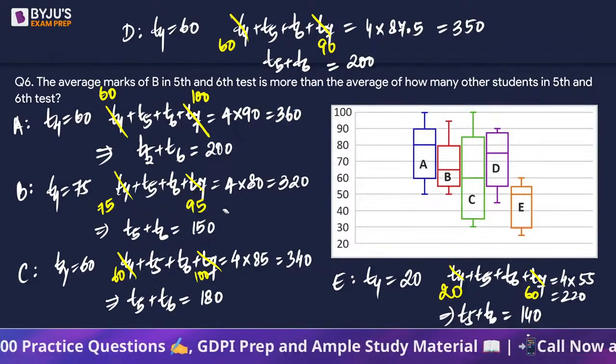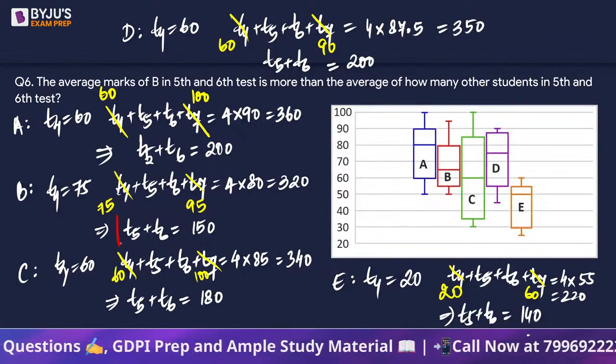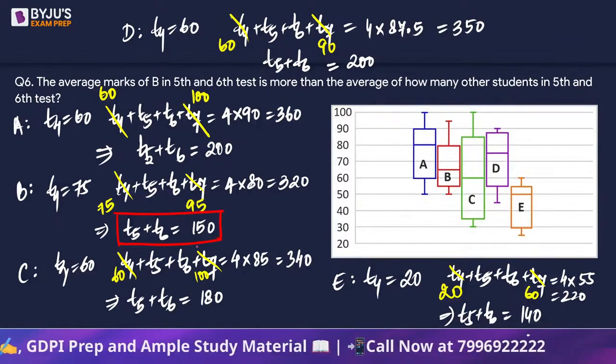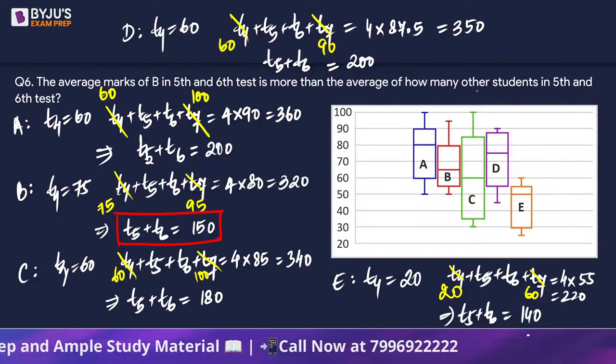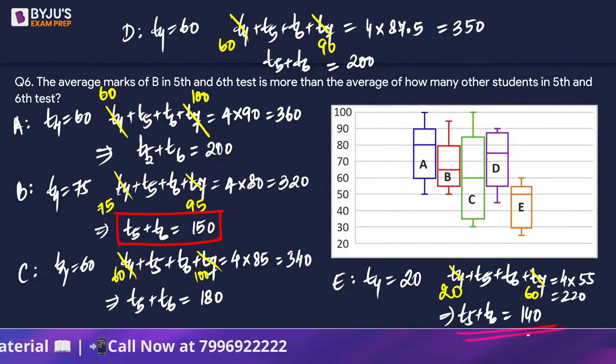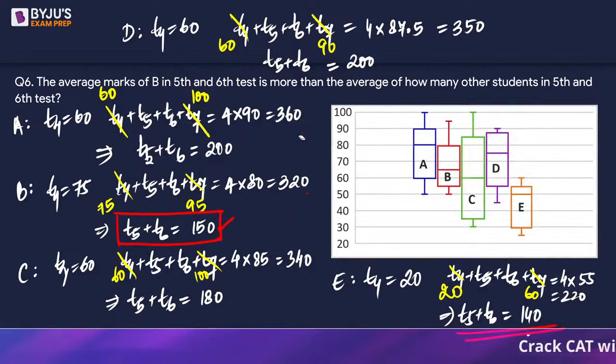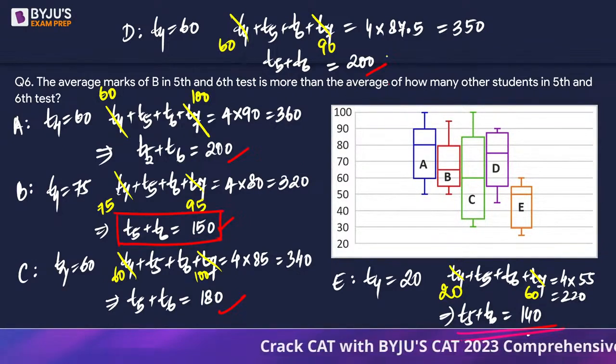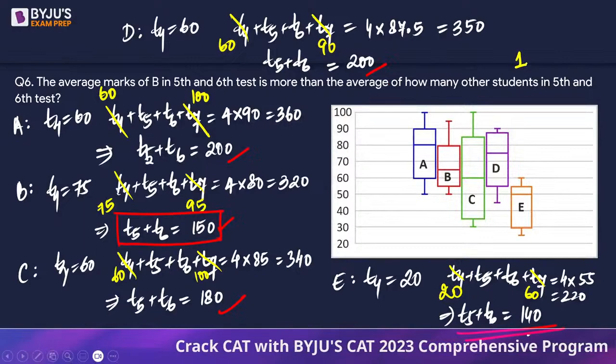Now, the total marks of B in the 5th and 6th test is more than the sum of how many other students in 5th and 6th? Can we say there is only one? ये 150 जो है ये केवल एक स्टूडेंट के 5th and 6th से ज्यादा है, because everyone else has more than 150. So the answer is going to be 1. Okay.